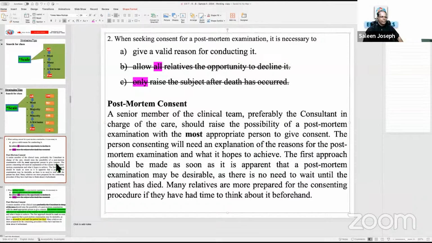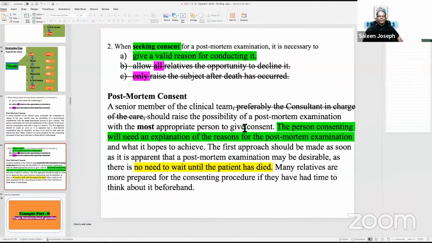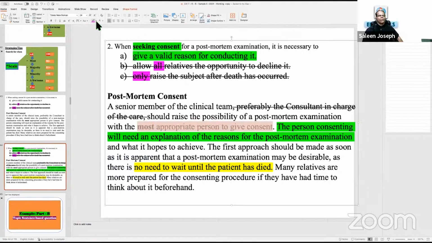See here, the post-mortem, I'm not going into detail. The person consenting will need an explanation of the reasons for the post-mortem examination. Give a valid reason for conducting the post-mortem. And here you see, a senior member of the clinical team should raise the possibility of a post-mortem examination with the most appropriate person to give consent. Only to the most appropriate person, not all relatives. Maybe wife or husband or dad or mom. No need to wait until the patient has died. The first approach should be made as soon as it is apparent that a post-mortem examination may be desirable, as there is no need to wait until the patient has died. Only raise the subject after death has occurred. No need to wait until the patient has died. Just opposite. Those things are not required. Already you got the answer.